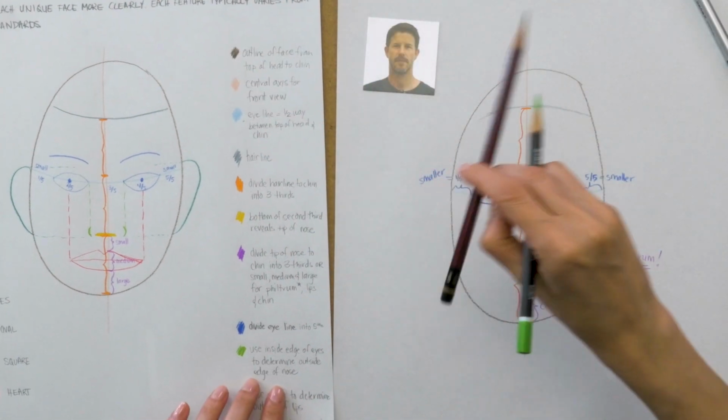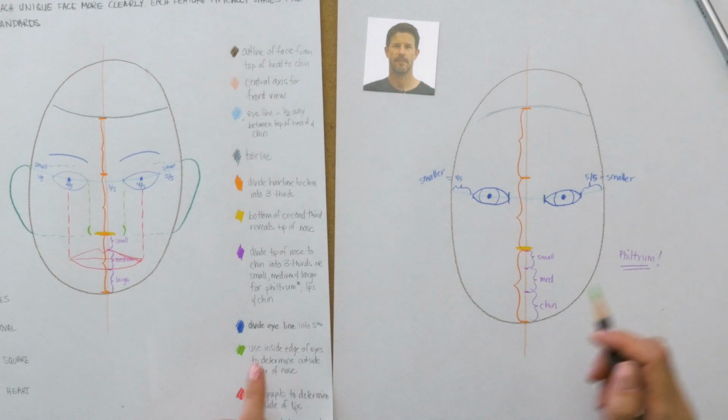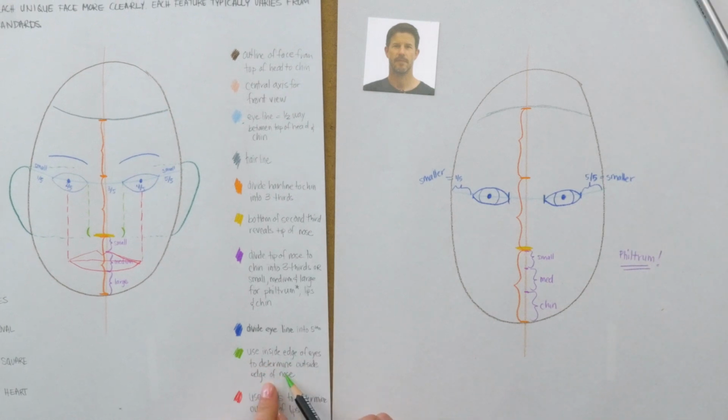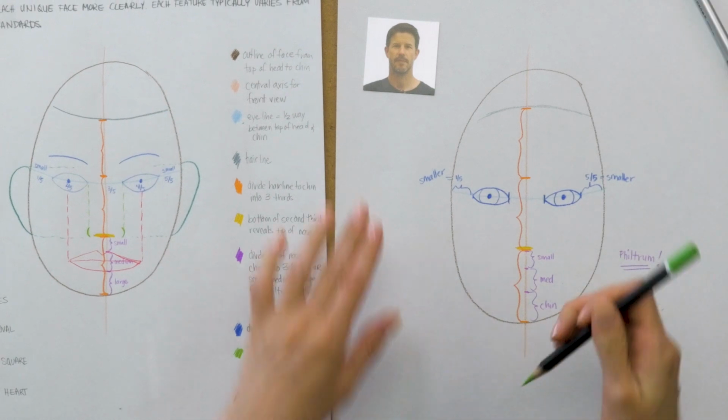Next up, we are going to use the inside edge of the eyes to determine where the outside edge of the nose go.